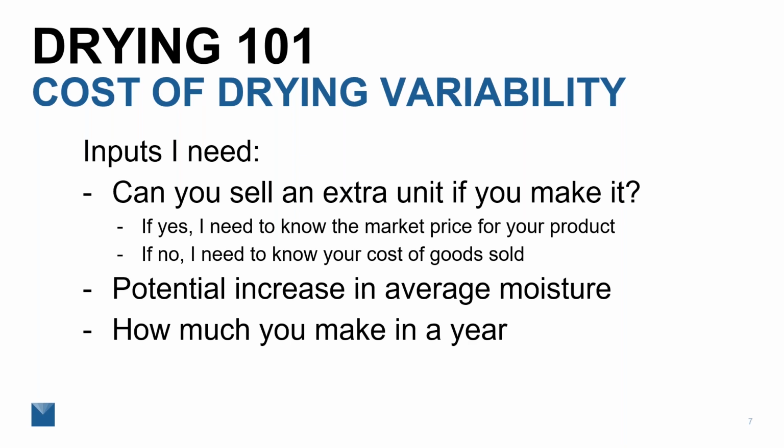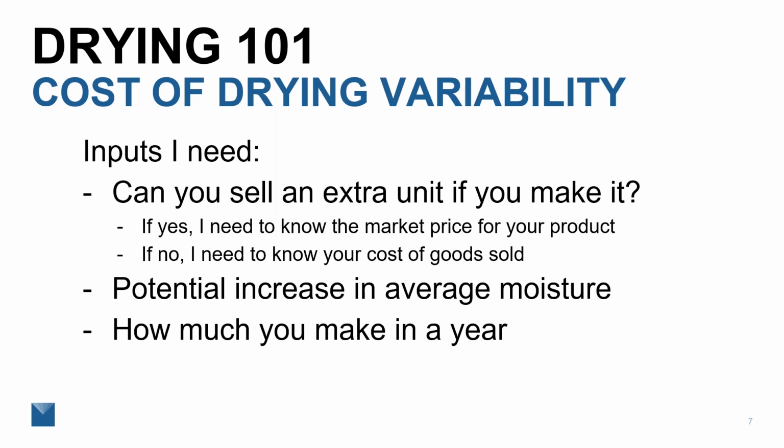A good example here would be almonds. If you make circus peanuts, however, and the world can only eat so many of them, increased yield only reduces your cost of goods sold. Second, I need to know how much your average moisture content could increase if you did a better job of drying your batches. Third, I need to know how much product you make every year.